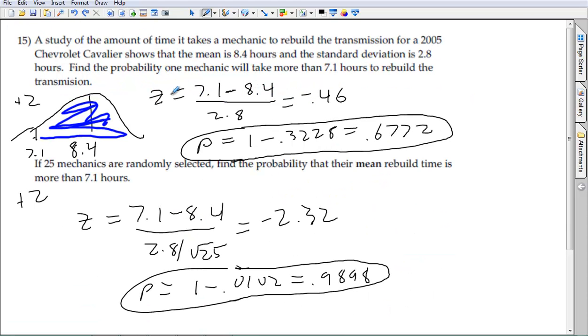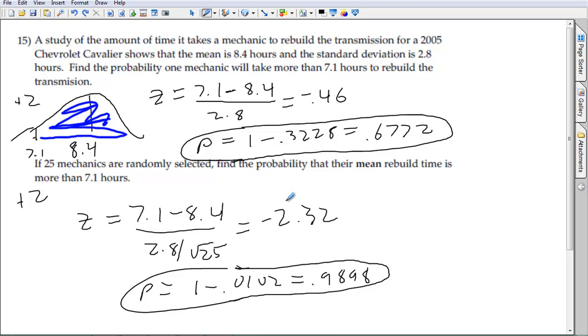And 15, what's the probability that they're above 7.1. So again, find the z-score, you get negative 0.46. Look that up in your z-table, you get 0.3228. But we want the area to the right, so you take 1 minus that, which is about 67%, 68%.